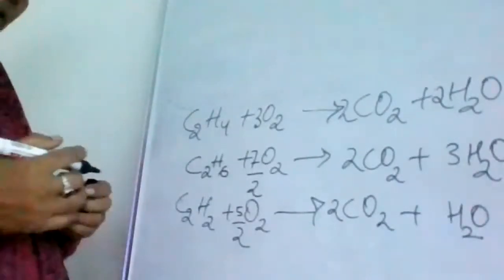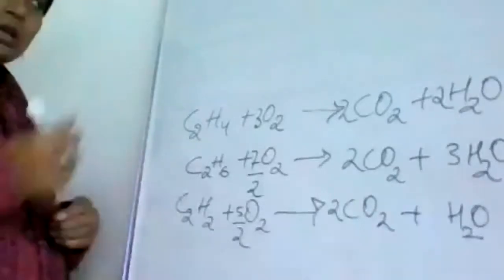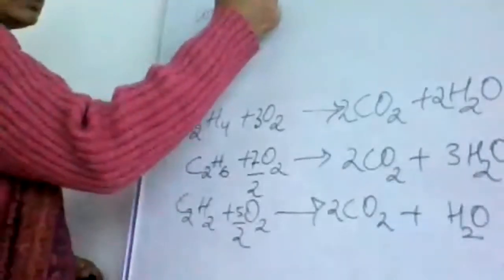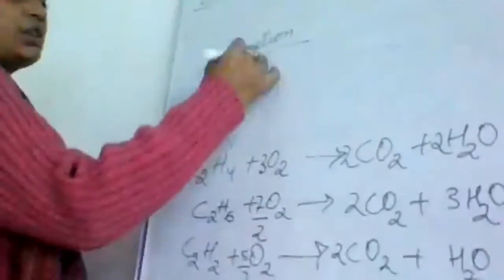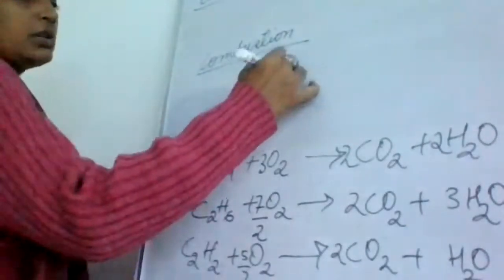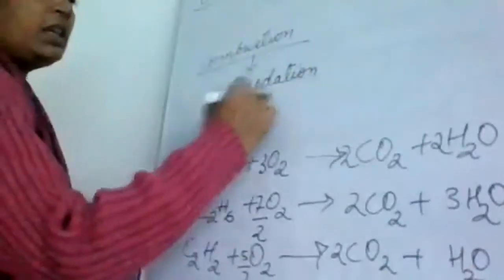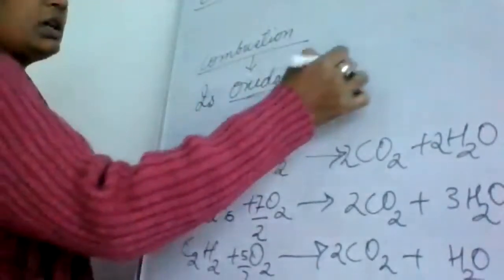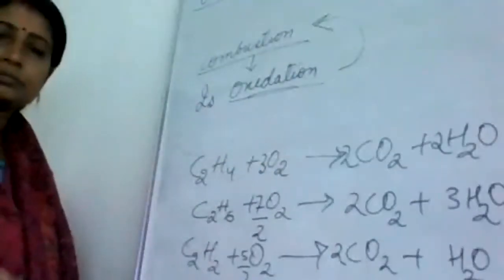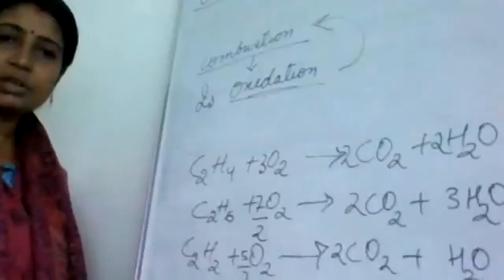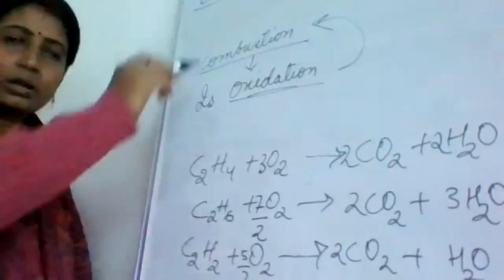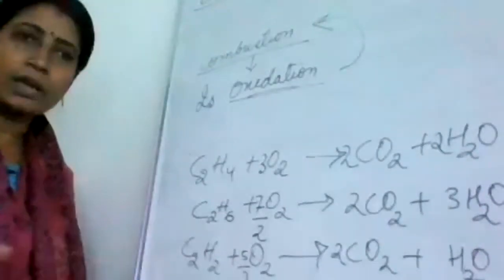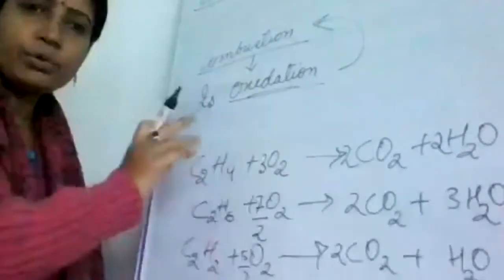Now combustion is oxidation. Now is the board clear or not? Combustion is what? Oxidation. But is oxidation combustion? Tell me. Oxidation is not necessarily combustion. Combustion process is always oxidation. Combustion will always be oxidation.